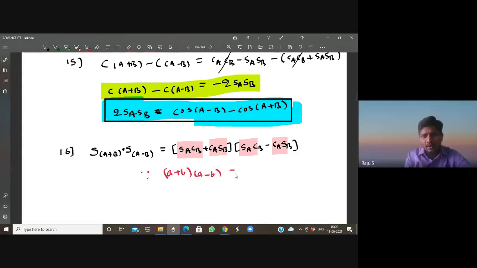Minus B square. Yeah, A square minus B square, right? Now apply that. So here we are going to get (sin A cos B) the whole square minus (cos A sin B) the whole square.